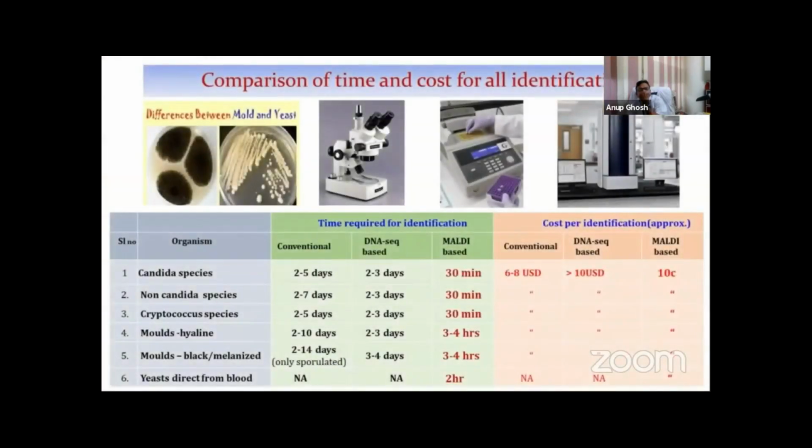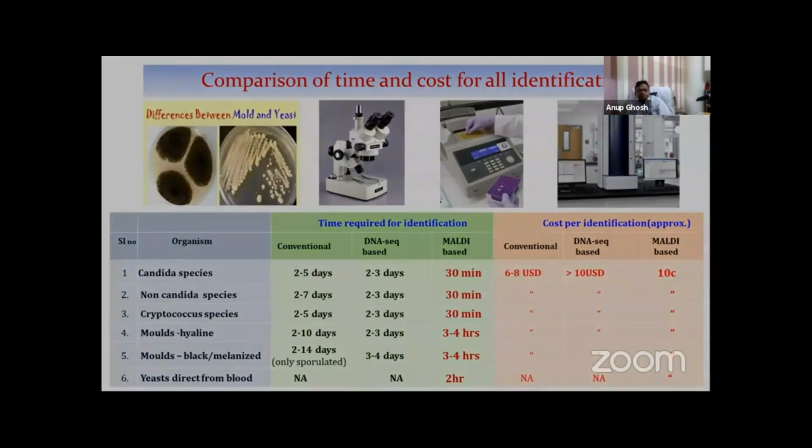The main advantages of MALDI-TOF MS based identification is that it is faster, reliable and cost effective. As per a rough estimation, one yeast or mold identification by MALDI costs 10 cents compared to sequence based identification which costs more than $10. Additionally, it takes only a few minutes for MALDI based identification.